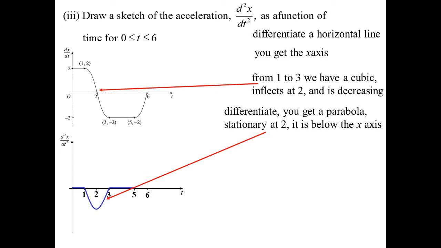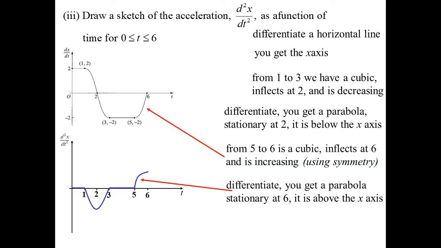From 1 to 3, well, it looks like a cubic. I'm going to assume that's a cubic. It inflects at 2, and it's decreasing. So then when I differentiate it, I'll get a parabola. It will be stationary at t equals 2, and it will be below the x-axis.